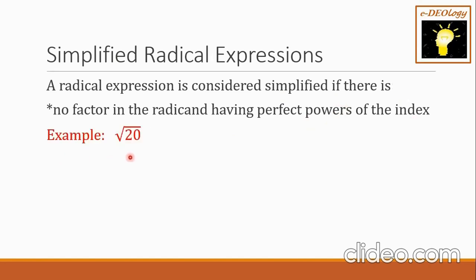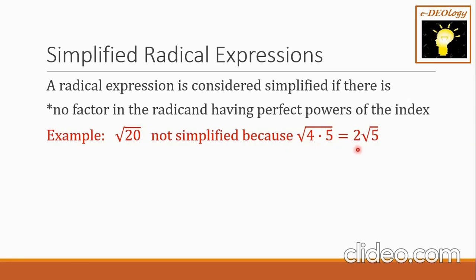Example here is square root of 20. This radical is not simplified because the 20 has a factor of 4 and 5. And this 4 is a perfect square number. The index is 2, so there must be no perfect square number inside the radical. So we're going to simplify this by simply putting this 4 outside the radical sign, so it becomes 2, and then the square root of 5.